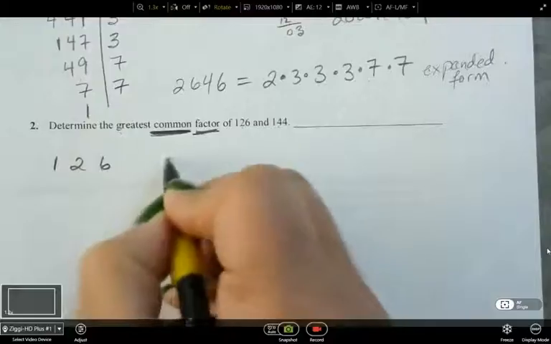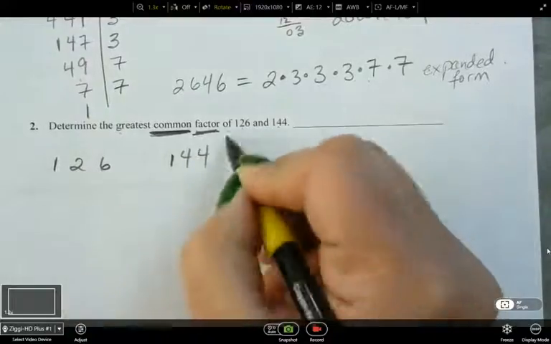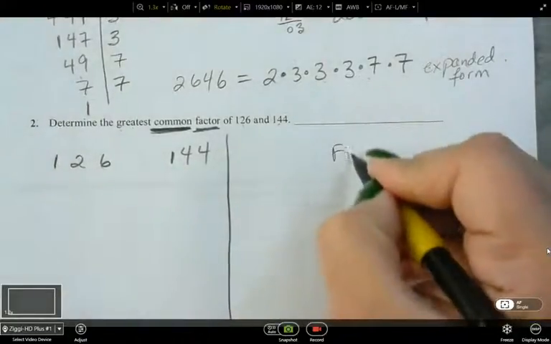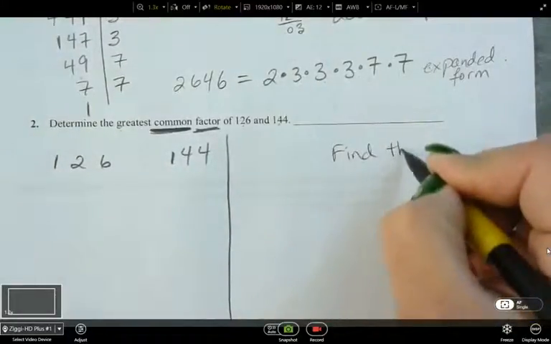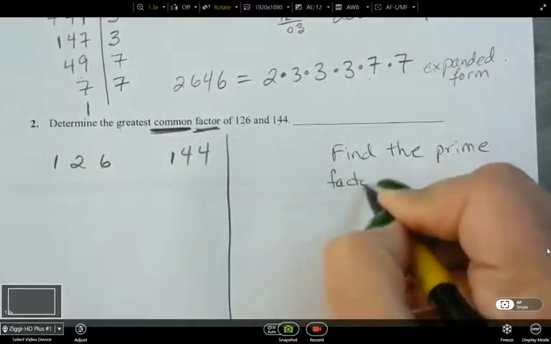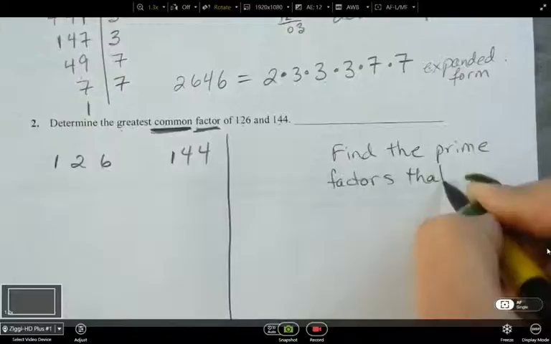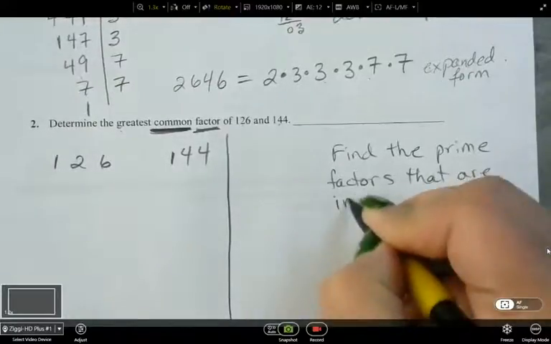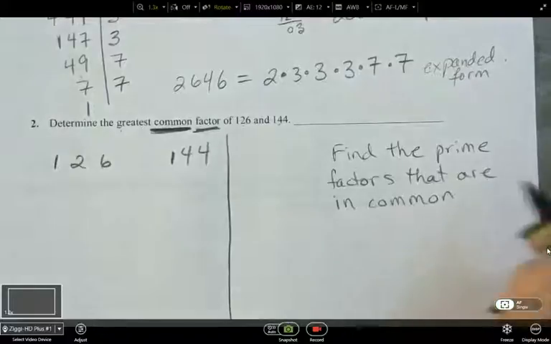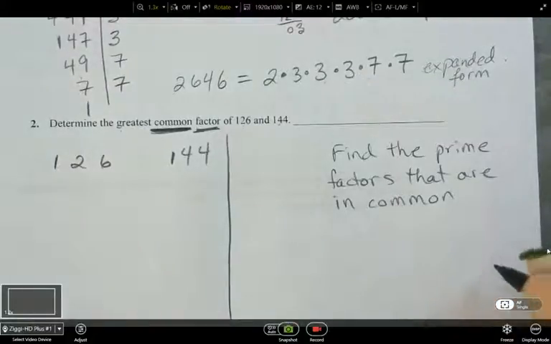So 126 and then 144. What we're going to do is find all the prime factors that are in common, and then we're going to multiply them together so that we can get our final answer.